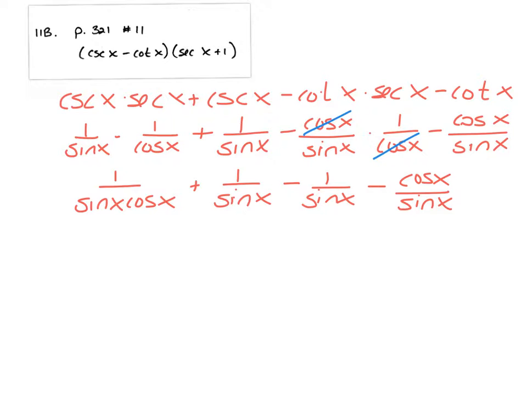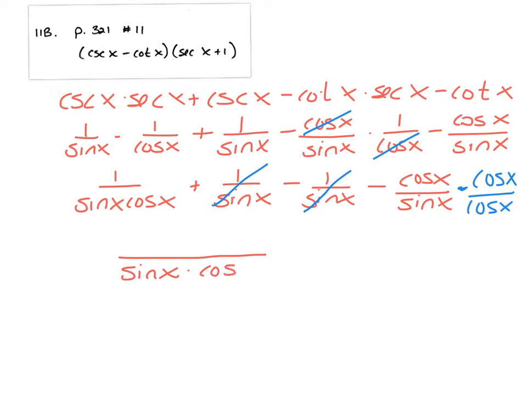And what I'm noticing now is if I have plus 1 over sine of x minus 1 over sine of x, they cancel out. So now I'm just left with the first and the fourth term. I have to add these terms together. So in order to do that, I have to find a common denominator. The common denominator in this case is going to be sine x cosine of x. So I'm going to have to multiply this last term by cosine of x over cosine of x. So now I can combine these both over my common denominator of sine x cosine of x.